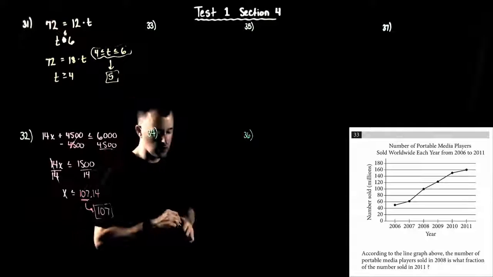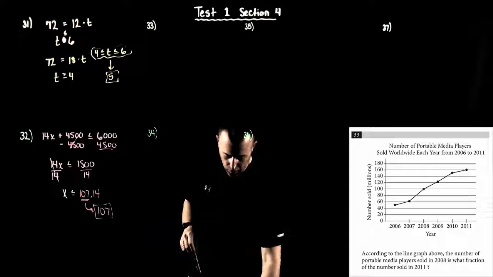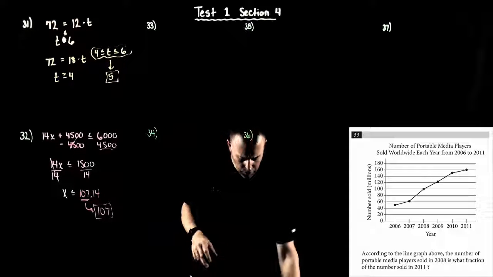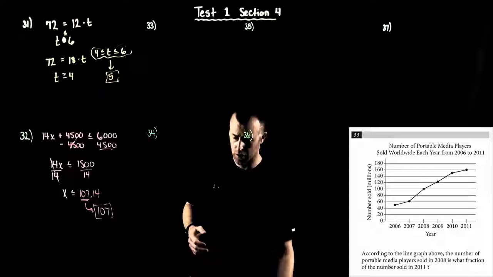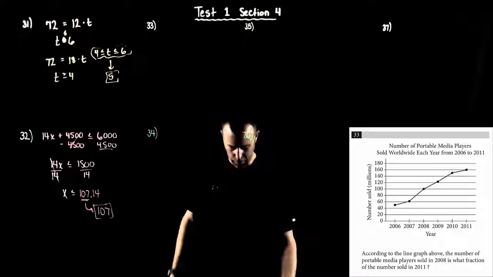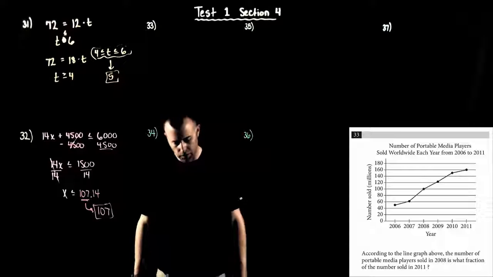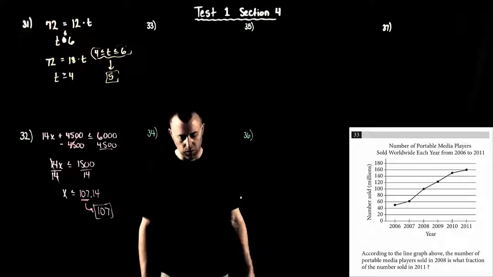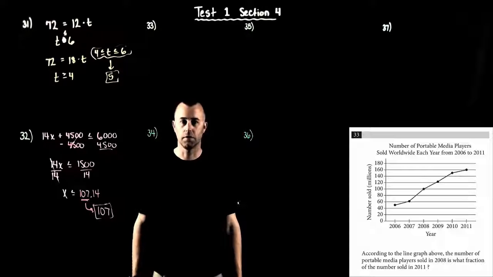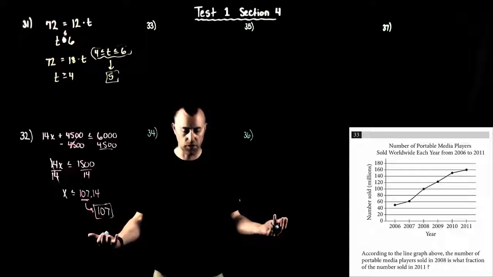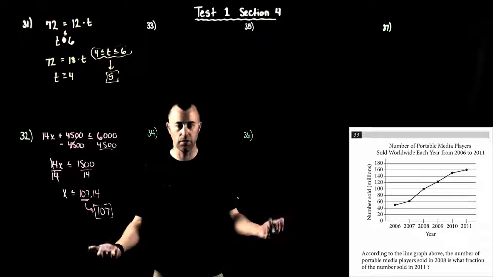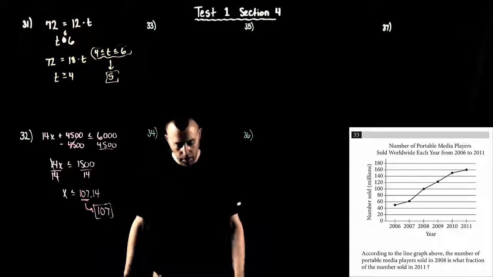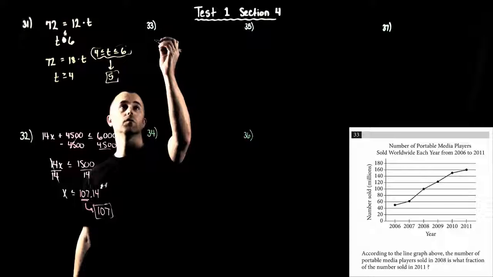So that's 32, and then you move on to 33. We got a couple of quick ones here. 33 is just asking you to literally do what it says, make a fraction. They're telling you, according to the line graph above, the number of portable media players sold in 2008 is what fraction of those sold in 2011. So you figure out how much they sold in each of those years and divide them. In 2008, you look and you see 100. So I'm going to put 100 here.